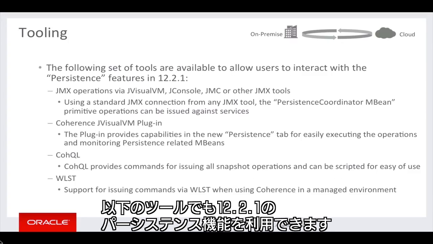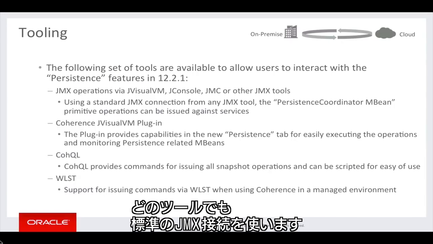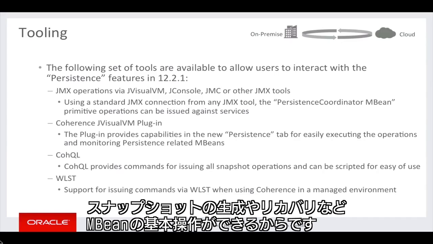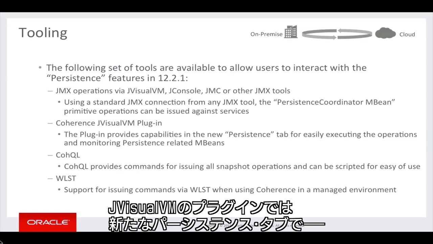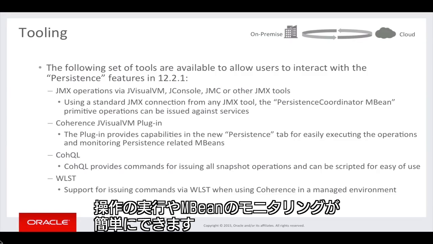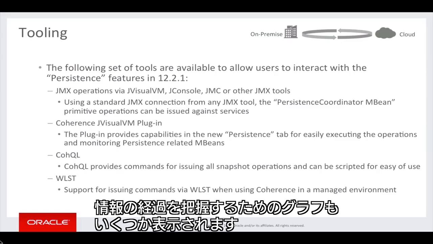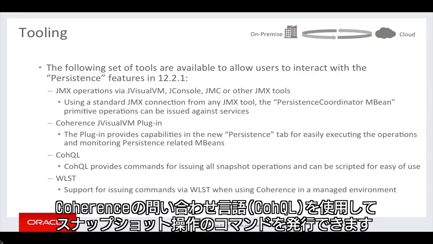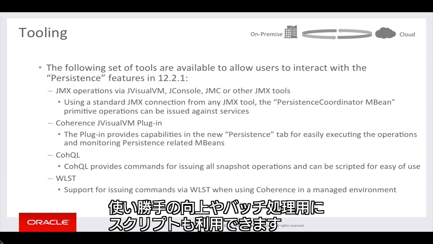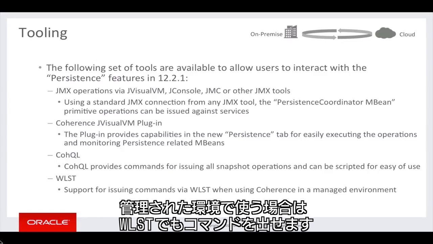The following set of tools are also available to allow users to interact with the persistence features introduced in 12.2.1. Using a standard JMX connection from any tool, the Persistence Coordinator MBean provides primitive operations such as create snapshot, recover snapshot, etc. that can be issued against services. The Coherence JVisualVM plugin provides capabilities in the new Persistence tab for easily executing the operations and monitoring persistence related MBeans. It also provides some graphs to view information over time. CoQL, or Coherence Query Language, provides commands for issuing all snapshot operations and can be scripted for ease of use or batch operations. There's also support for issuing commands via WLST when using Coherence in a managed environment.